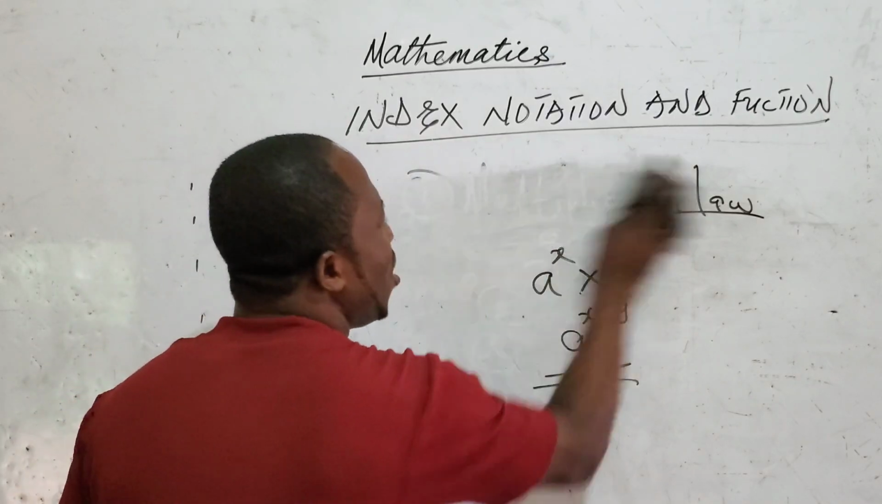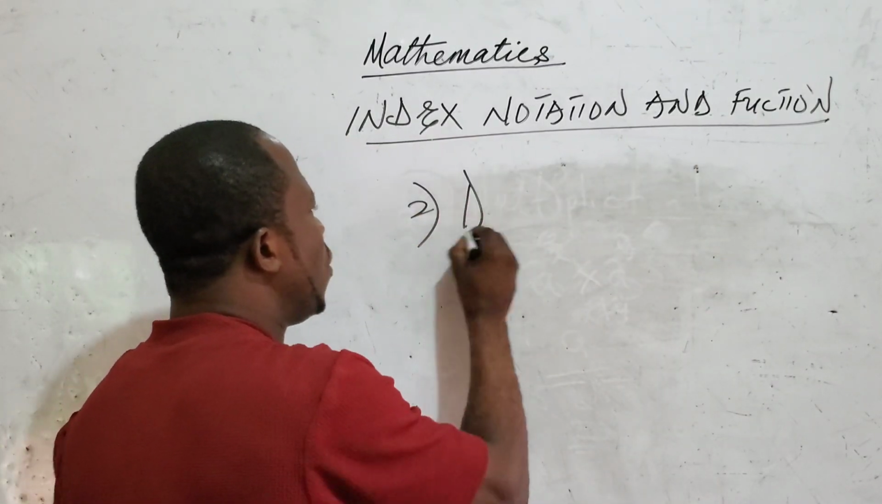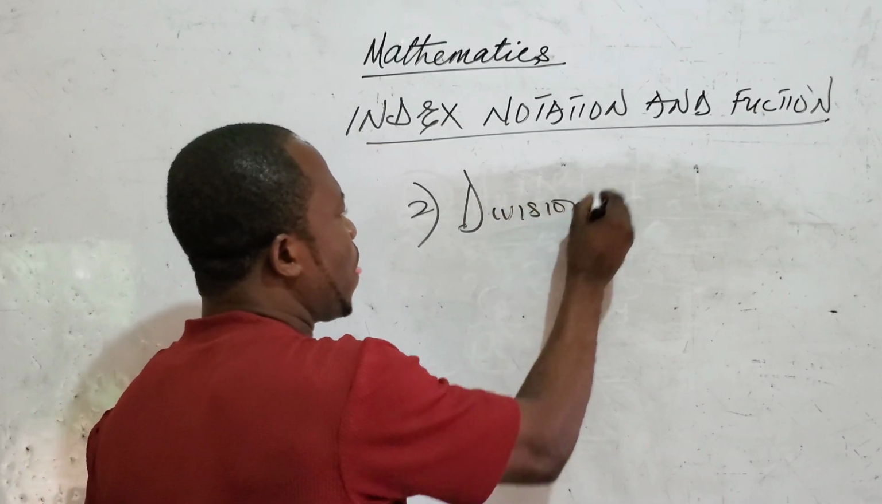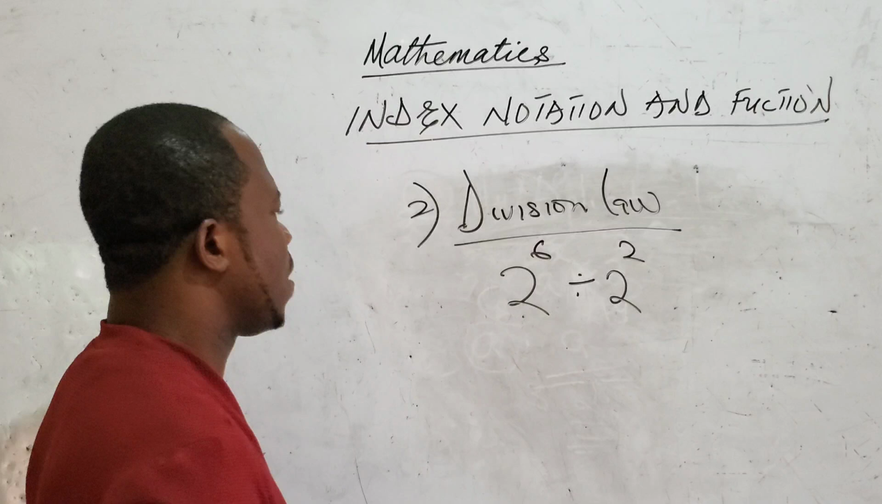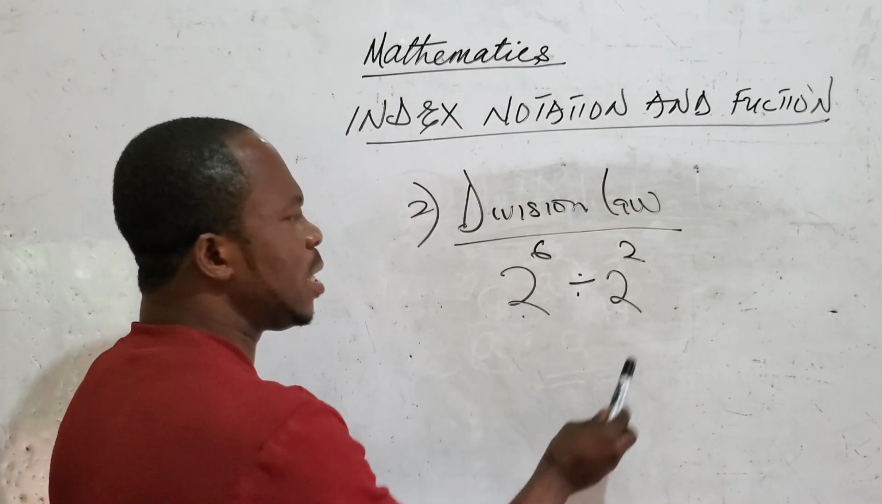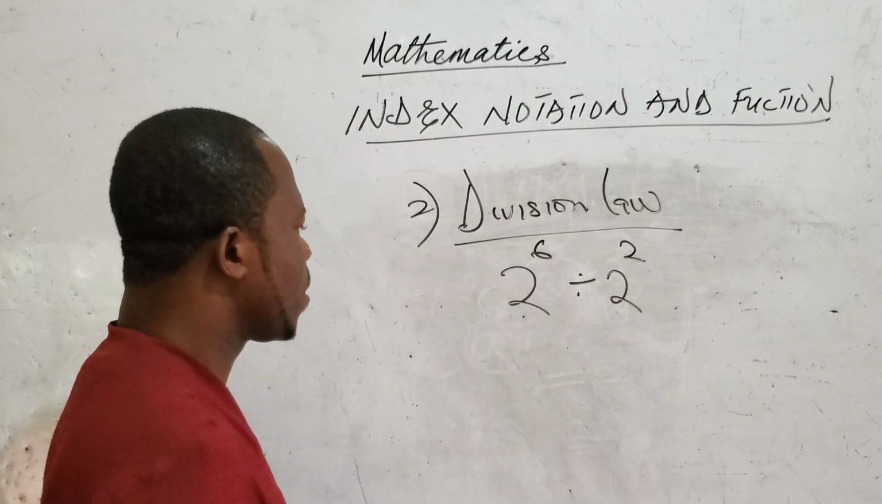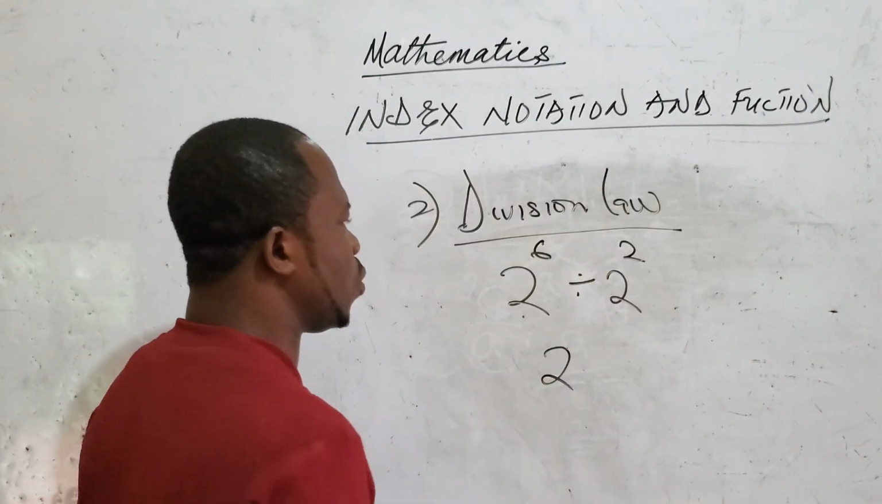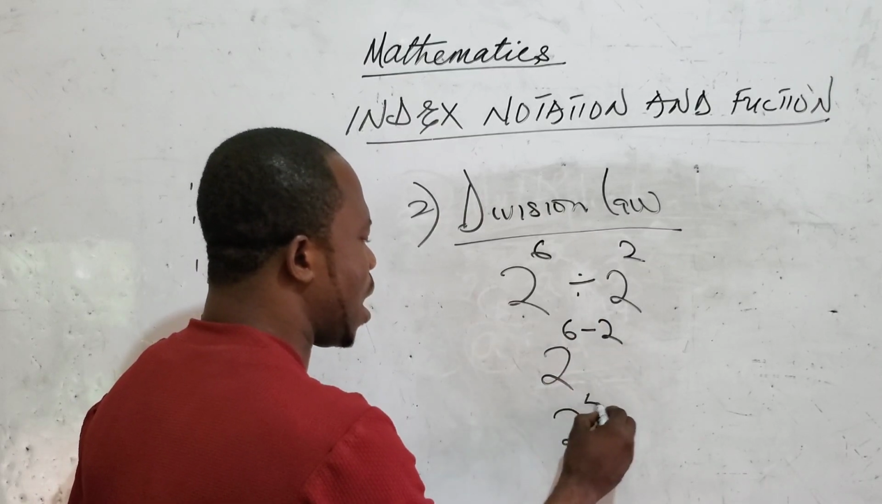Let's go for the second law. The second law is the division law. As we will have something like this, the law states that if 2 equal bases are dividing themselves, the power of the divisor will be subtracted from the power of the dividend. What I mean is, I will take this 2 and say 6 minus 2. So I have 2 raised to the power 4.